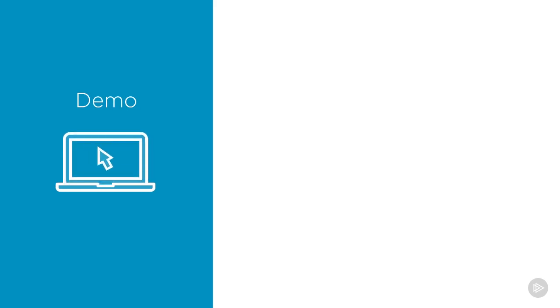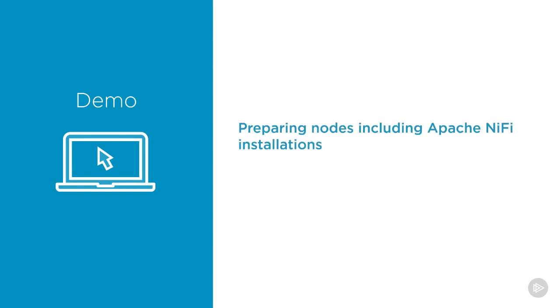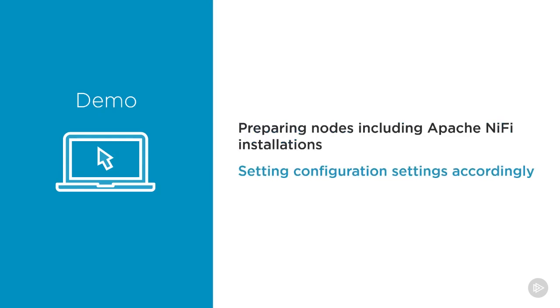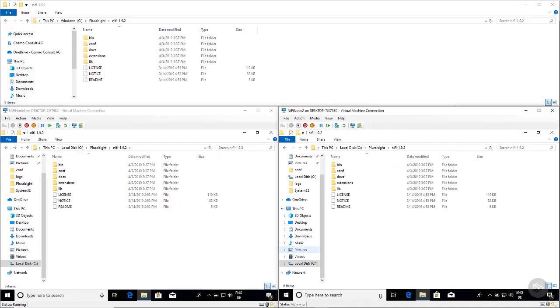Let's now put our learnings into practice in the next two demos. In this first demo, we will start by preparing 3 nodes, including the Apache NiFi installations. Once this is done, we can start with the probably most critical point for the cluster setup, the proper configuration.